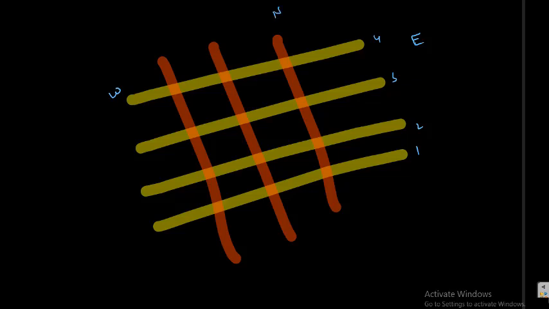and north to south three roads. A person will travel from this corner to this corner. How many different ways can he travel, so that his distance should be minimum?